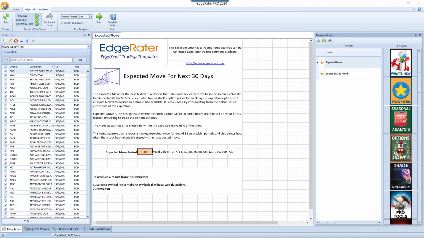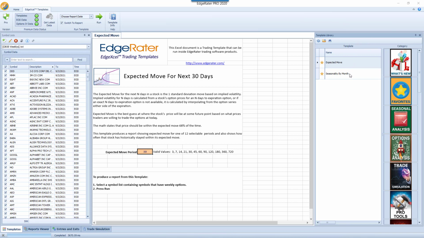Hello, good morning. And as the markets start back up after the Labor Day weekend, I thought I would take a look at a couple of my favorite templates to try and figure out what might potentially happen in the upcoming period.